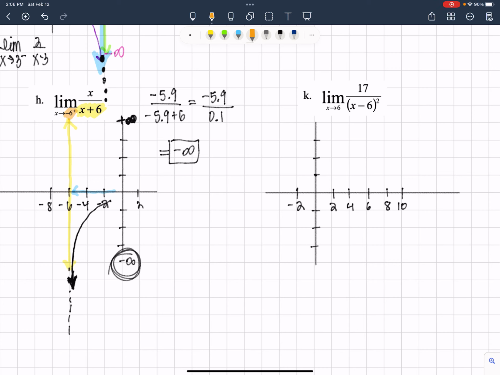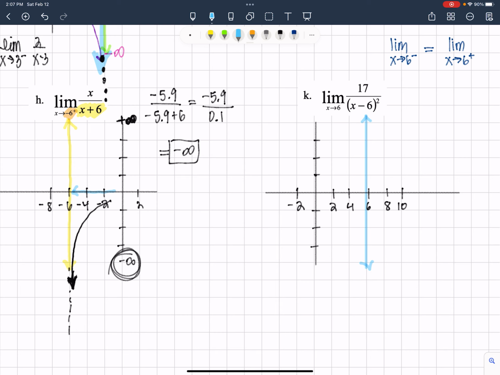Okay, here we have a limit, the limit as x approaches 6 of 17 over (x minus 6) quantity squared. Because we're asked to find the limit as x approaches 6, we need to check the limit from the left and the limit as x approaches 6 from the right, and make sure that those two values are equal. x minus 6 in the denominator means that we're going to have a vertical asymptote at x equals 6. So there's our vertical asymptote at x equals 6.